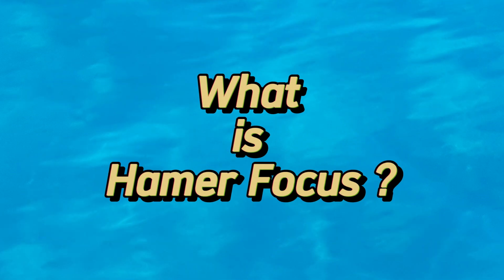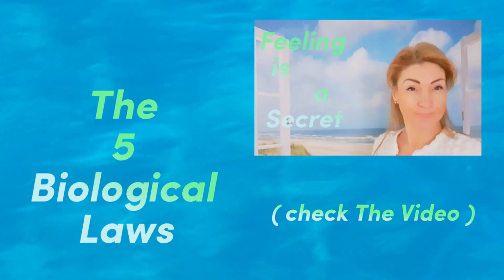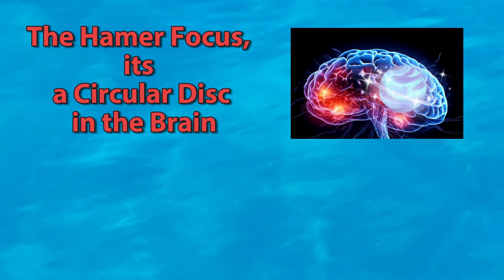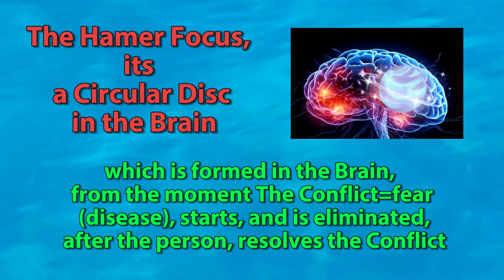What is a Hammer focus? As you know from the first biological law, the Hammer focus is a circular disc in the brain, which is formed from the moment the conflict, fear, disease starts and is eliminated after the person resolves the conflict.